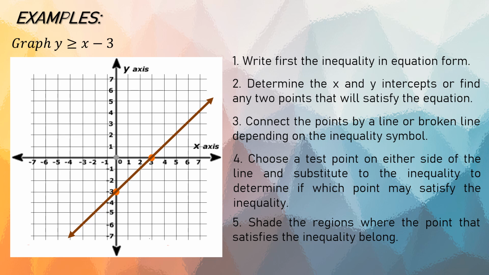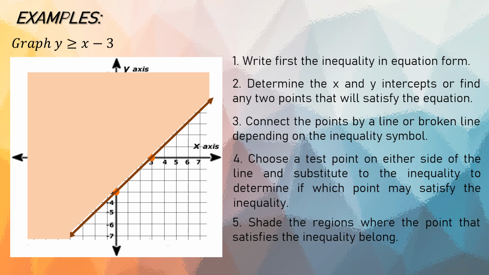So, again, ito yung ating graph. Ang pinili natin ay 6, 2. Ibig sabihin, since nag-x yung ating solving kanina, hindi kabilang ang point na ito sa shaded part, kaya ang isa-shade natin ay yung taas. At iyan na ang graph para sa y is greater than or equal to x minus 3.